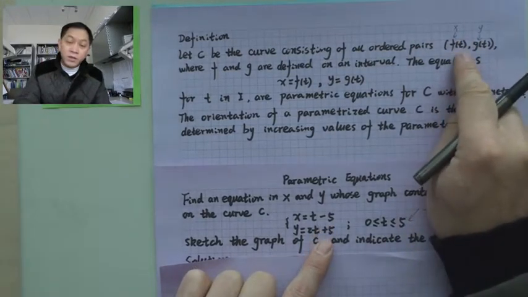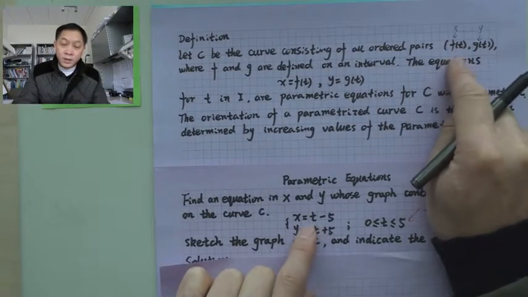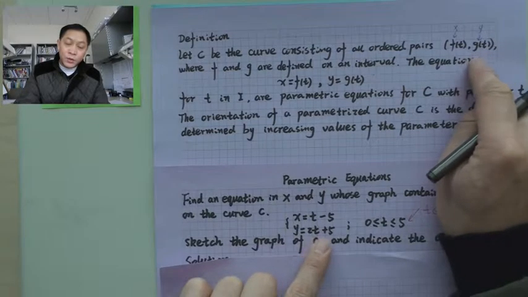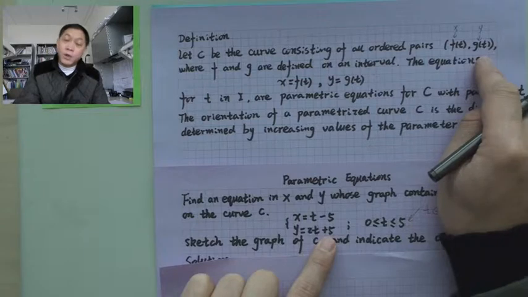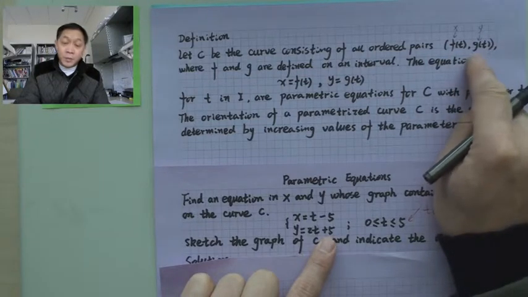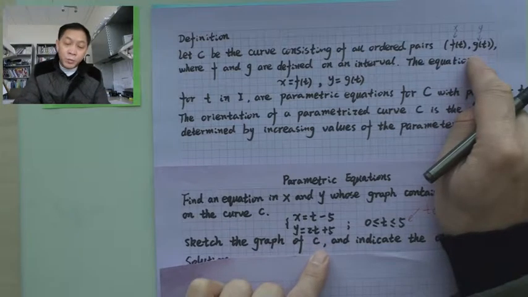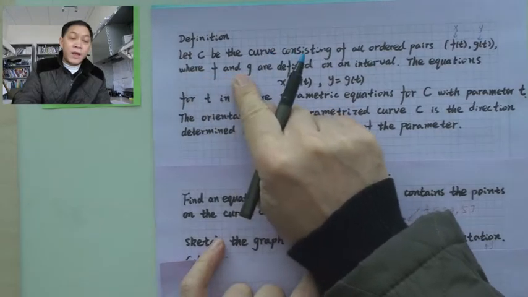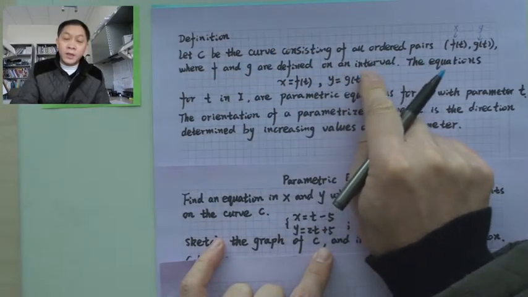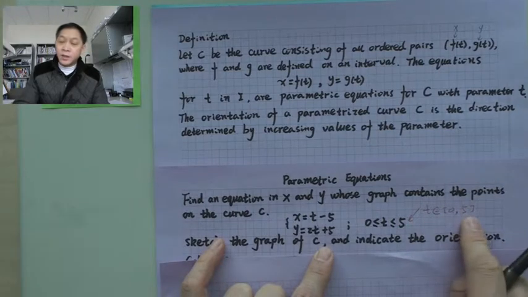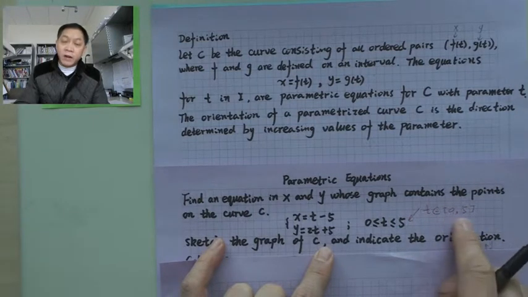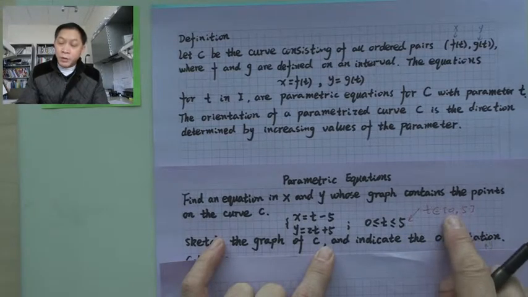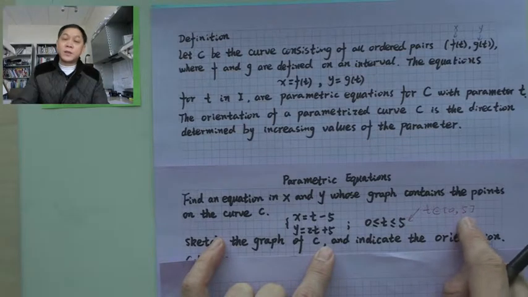So x equals f of t. f of t in this case is t minus 5, and y equals g of t, in our case 2t plus 5. Of course, f of t and g of t can be quite different. We'll see more examples later. Now, f and g are defined on an interval; in this example, t is from 0 to 5. This is a closed interval, meaning the two boundary points, 0 and 5, are included.